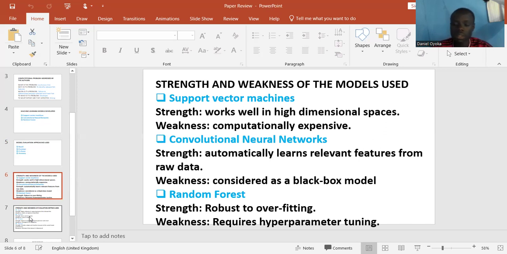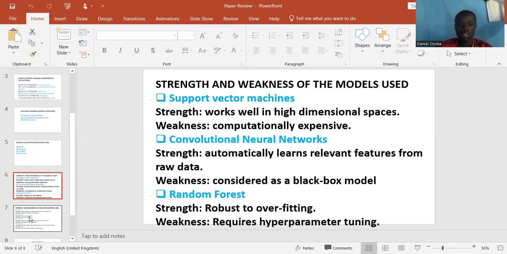The weakness of this is that it's normally considered a black box, in that it's very hard to interpret how it came up with its prediction. So it's really hard to understand the process, how the model works to give results. And it's also sensitive when it comes to certain aspects.